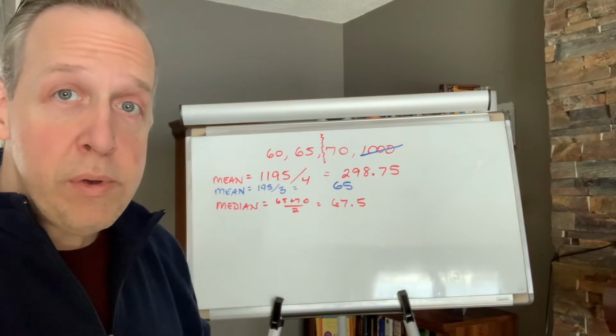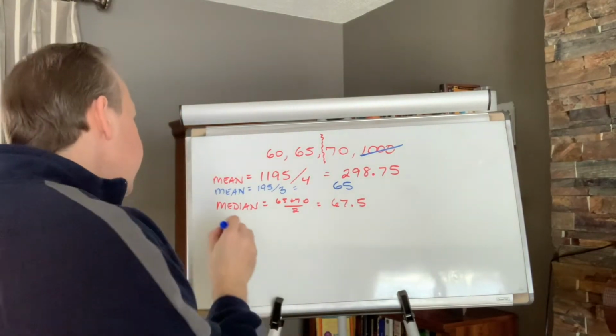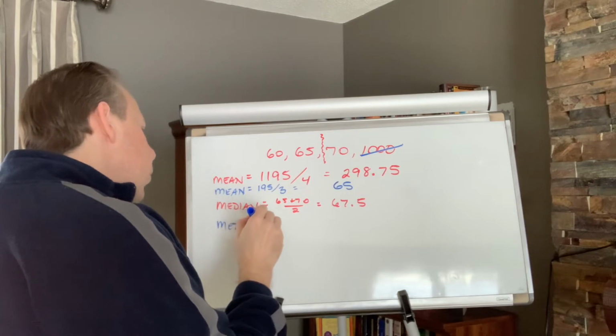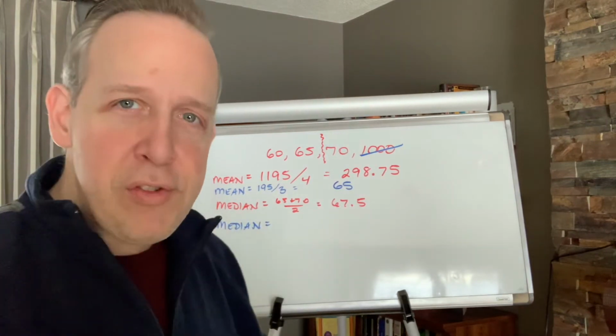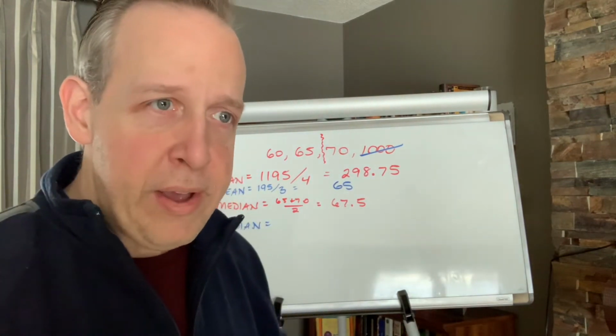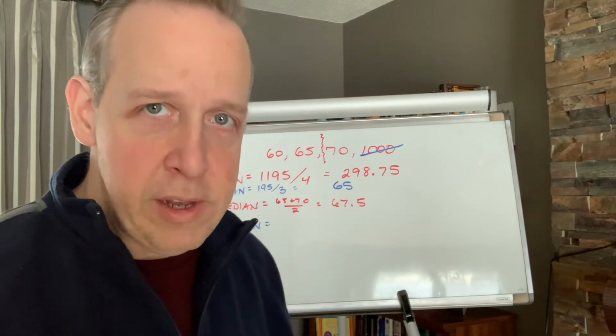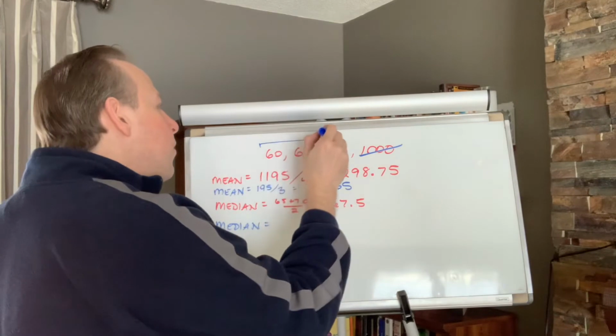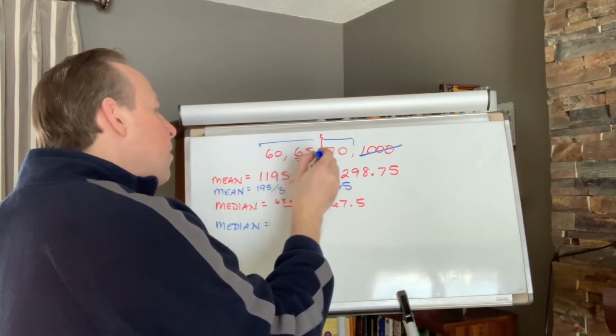65 is our new mean. The median, I've got to find the new median also. Now this time there will be a change because I didn't just change the number 1,000. I just ditched it entirely. So now the median is just the middle of these 3 numbers, and it's the number 65 also.